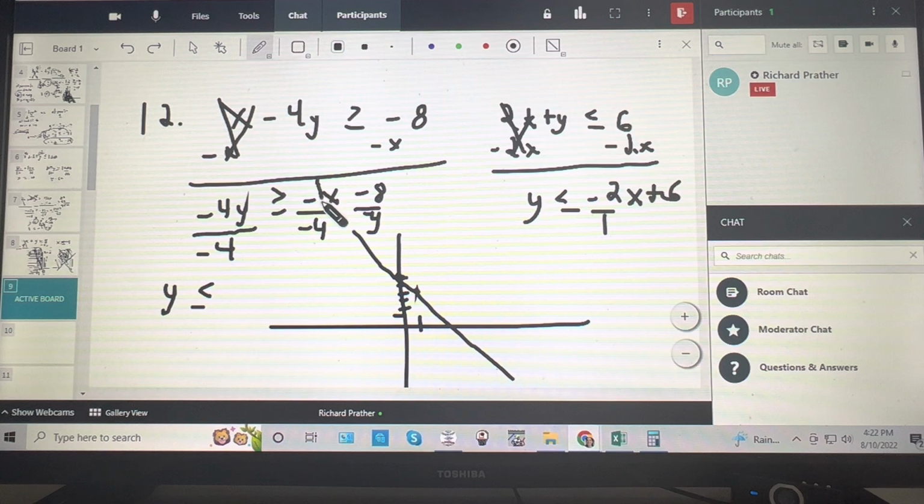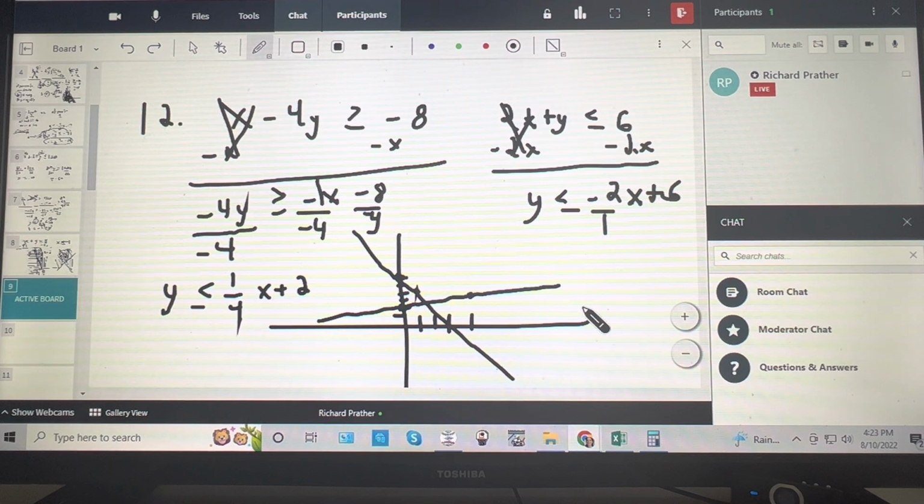And there's a 1 right there. So this is negative 1 over negative 4. That's the same as positive 1/4. Negative 8 divided by negative 4 is positive 2. So you start at positive 2 right there. And then you go up 1, 4 to the right. From this starting point, up 1, 4 to the right. It's less than or equal to, so that's also a solid line.